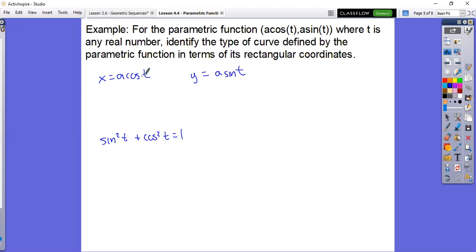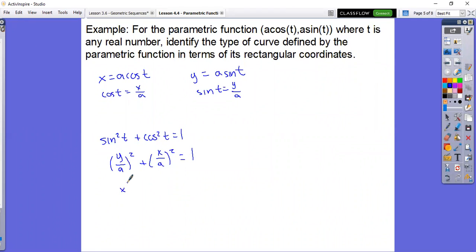What I want to do first is I want to isolate sine of t and cosine of t. So then cosine of t would be equal to x over a, and sine of t would be equal to y over a. So now that I have these isolated, I could plug them back into the equation down here, and this would be y over a squared plus x over a squared is equal to 1.